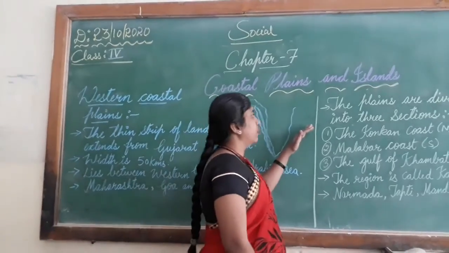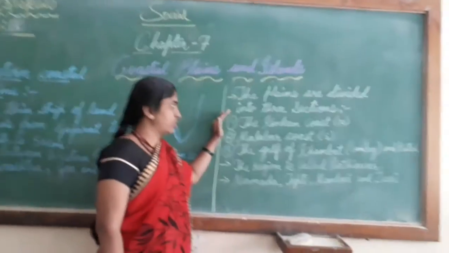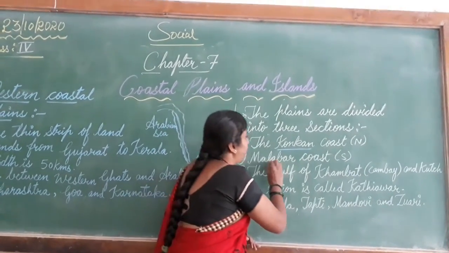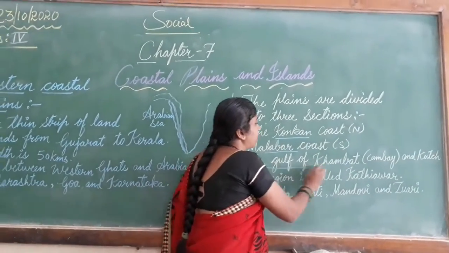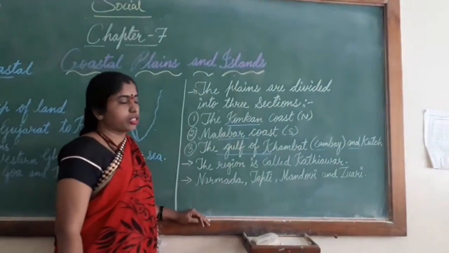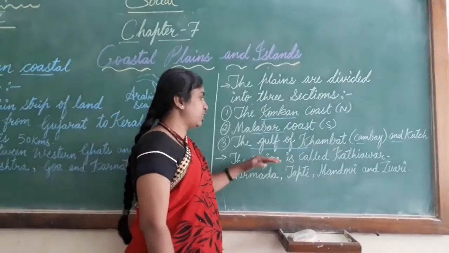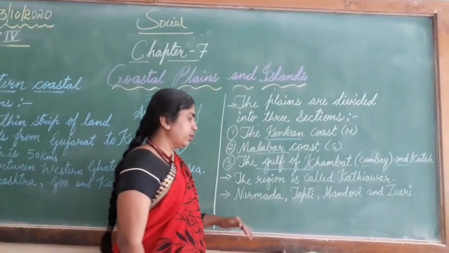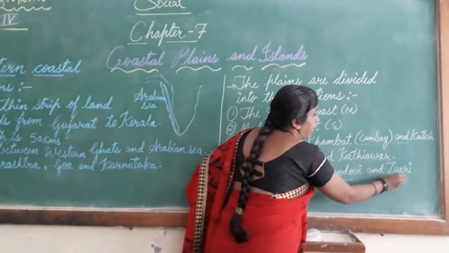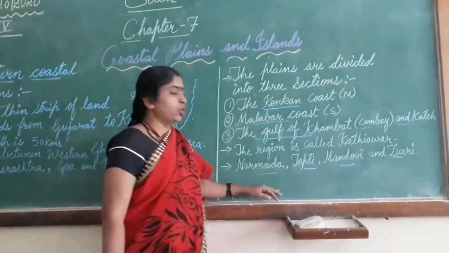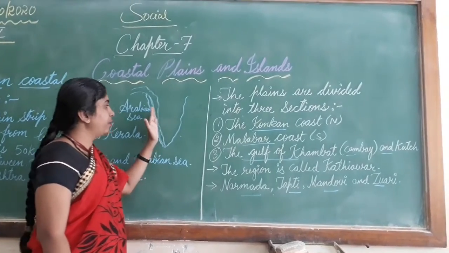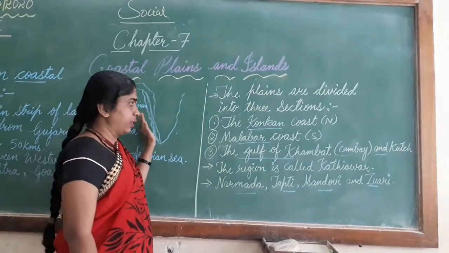Now let's see, the plains are divided into 3 sections. First is the Konkan coast in the north, the Malabar coast in the south, and the Gulf of Khambat or Cambay and Kutch, which is in the northernmost side of India. This region is also called Kathiawar. And the rivers flowing in this region are Narmada, Tapti, Mandovi and Zuari. These are the rivers which flow in the western coastal plains and then enter the Arabian Sea.